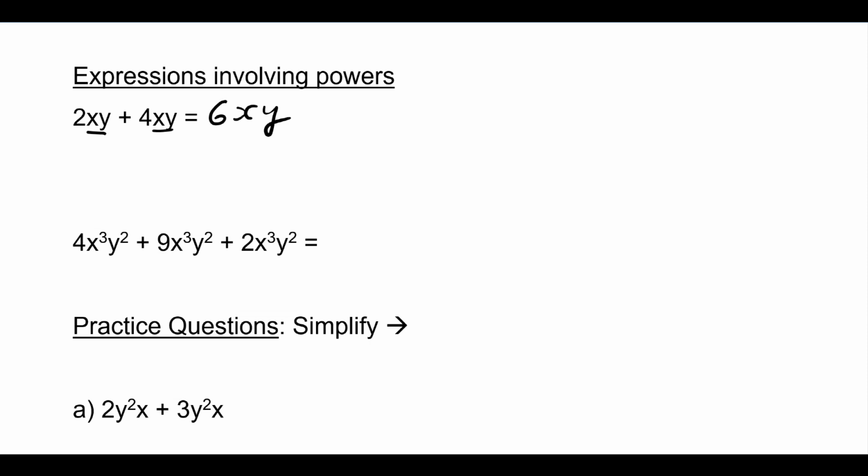Similarly, the second expression looks really complicated, but just notice we have x cubed y squared, x cubed y squared, and x cubed y squared. Basically, each of these terms involve the same variable, x cubed y squared. So we simply have 4x cubed y squared plus 9x cubed y squared, which is 13x cubed y squared, plus 2x cubed y squared is 15x cubed y squared. And that's our final answer. Notice we don't change the powers here.